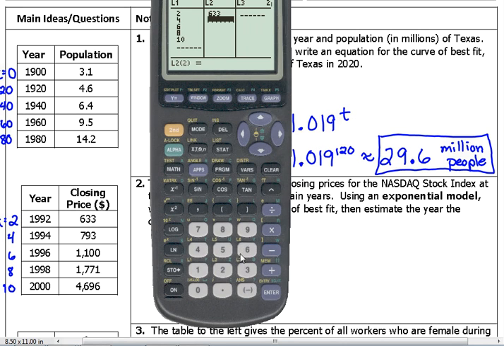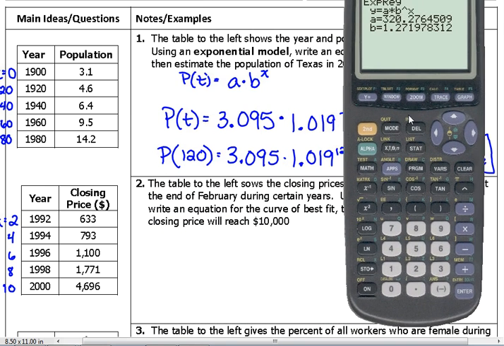L2: 633, 793, 1100, 1771, and 4,696. Okay, so quit. We're doing the same thing, so I'm just going to press second enter, or you can go stat calc 0. Okay, get our regression here.